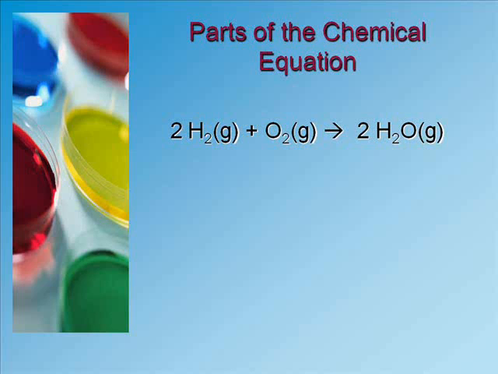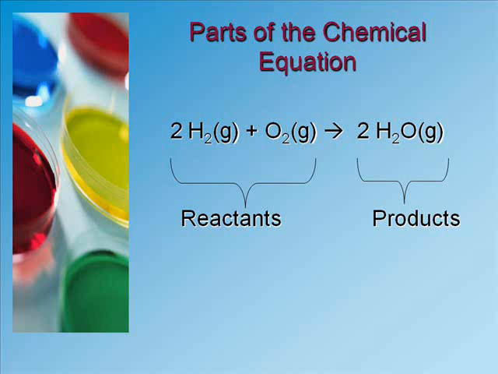The substances on the left-hand side of the arrow are referred to as the reactants. They are the substances that obviously react in the reaction. The substances that are on the right-hand side of the arrow are called the products, and they are produced during the chemical reaction. The arrow that separates the reactants from the products is called the yield sign. It's very similar to an equal sign in a mathematical equation.